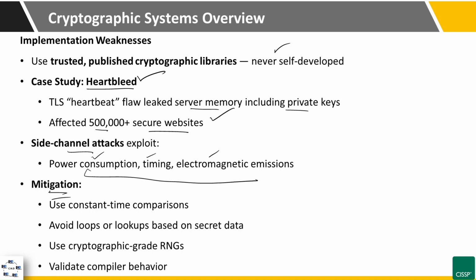The mitigation of these flaws includes using constant time comparisons to avoid loops or lookups based on secret data, using cryptographic grade random number generators, and validating compiler behavior.